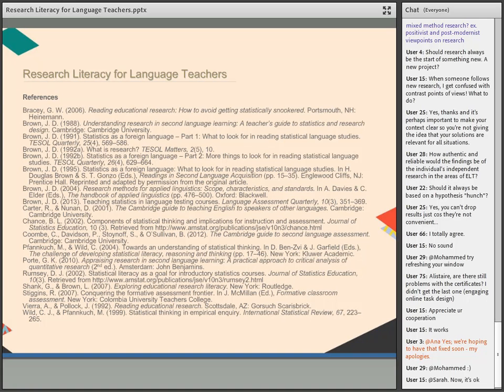Okay, so a question now from Patharakorn, who says, how do you manage different theoretical differences in research paradigms when you're doing mixed method research, for instance, positivist and postmodernist viewpoints on research? JD, I think that's definitely got your name on it.